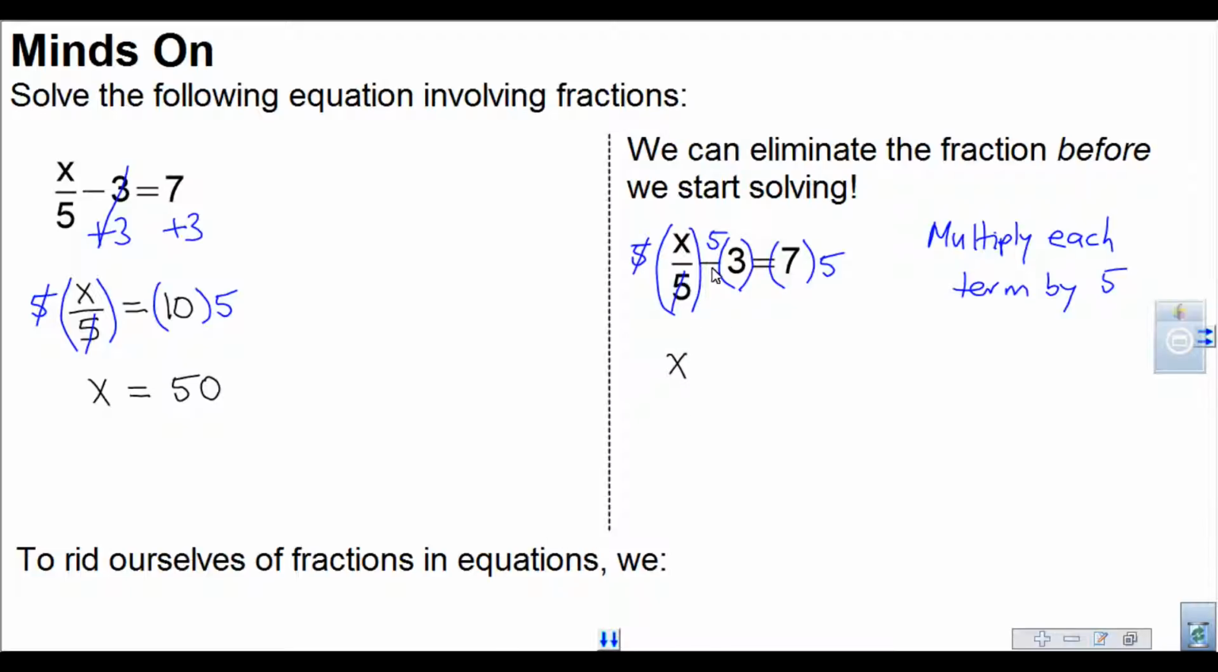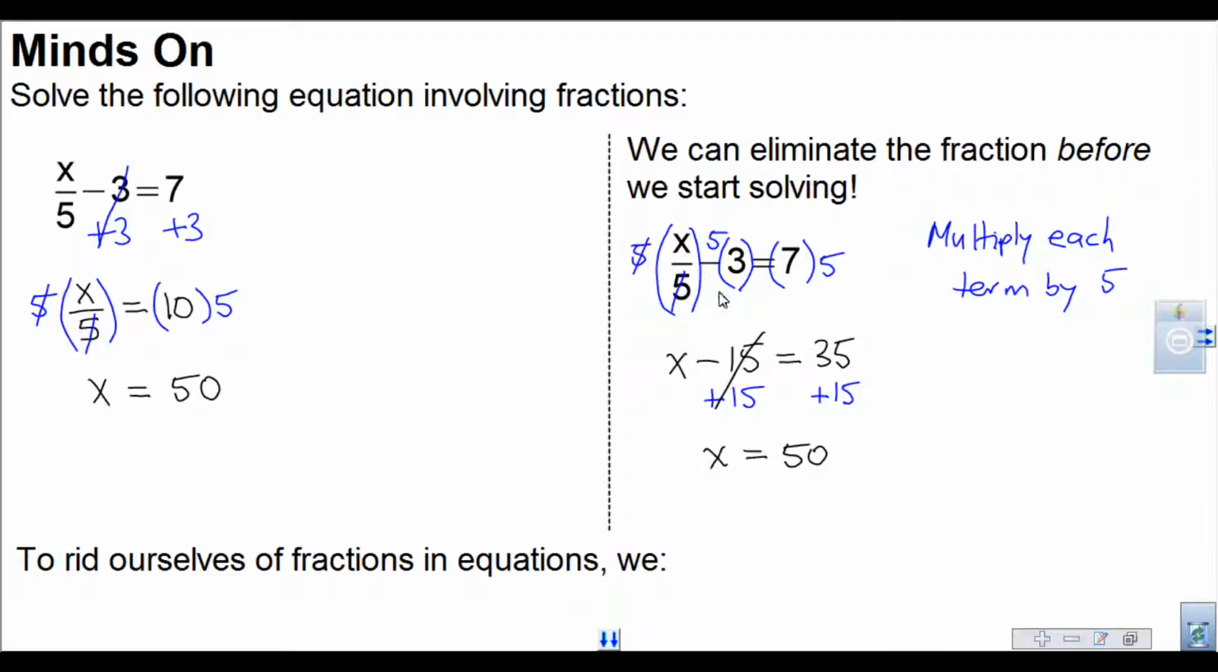That becomes just x. Now we have to multiply here though. So negative 3 times 5 is negative 15. That's equal to 7 times 5 is 35. Now here x is being subtracted by 15, so to undo that I'm going to add 15 so that x is isolated here, so those 15's will cancel out. X is equal to 35 plus 15 is 50. So you see we get the same answer, we just change the order a little bit about what we do.